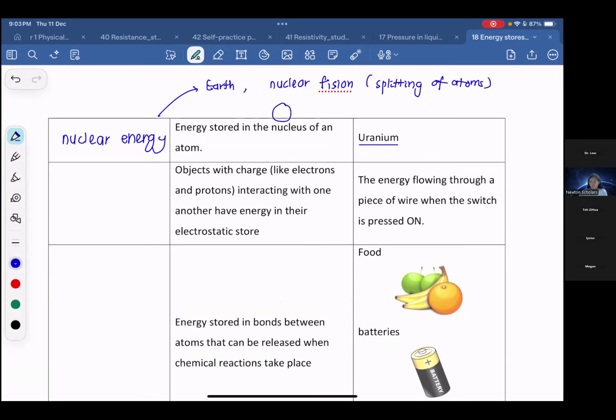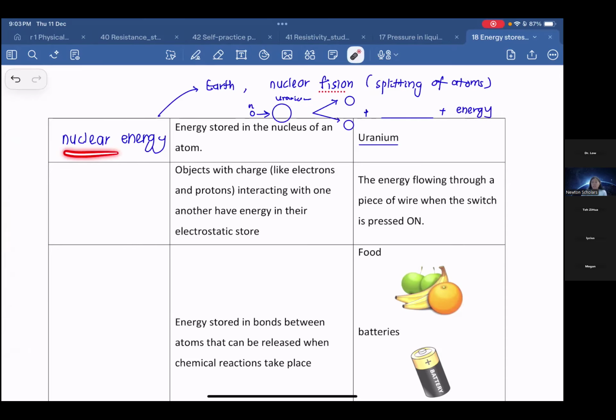So let's say here we have an atom, and we have a neutron. This is uranium. The neutron hits it, so it combines with the uranium and becomes unstable. In order to become stable, it will split into two smaller nuclei. The plural for nucleus is nuclei. And then there are some other reactions or radiation, and they are also releasing energy. This energy is called nuclear energy.